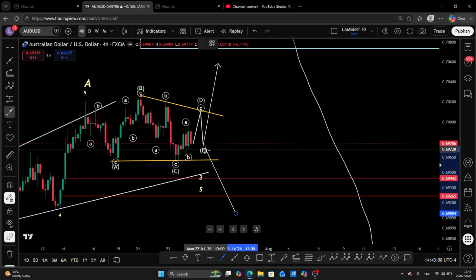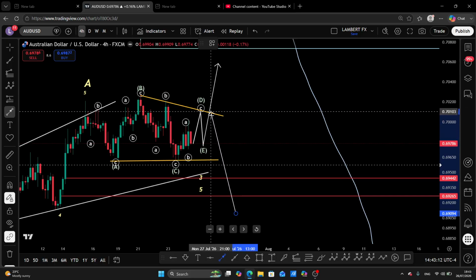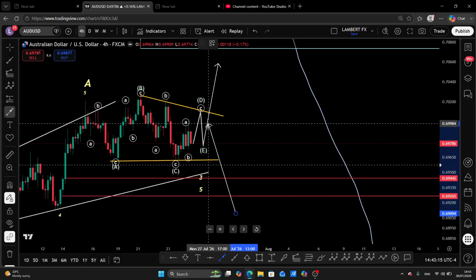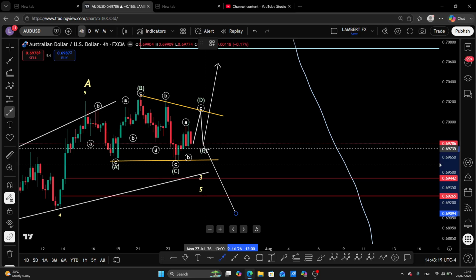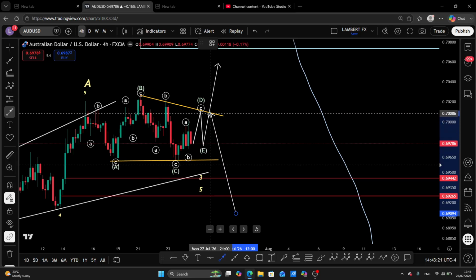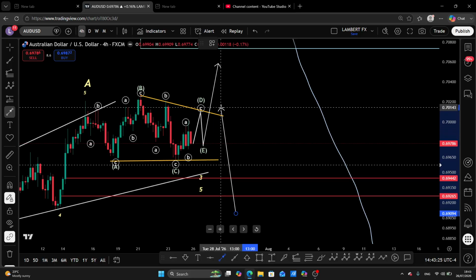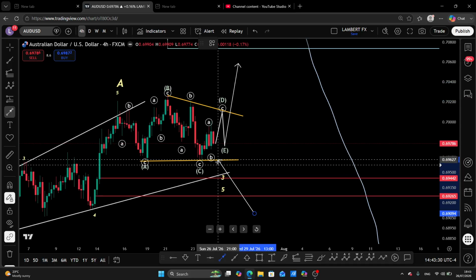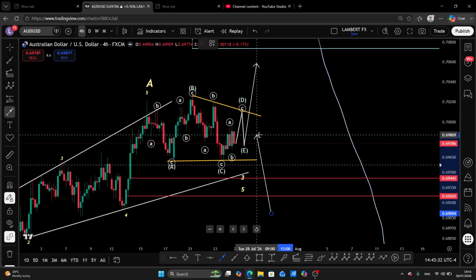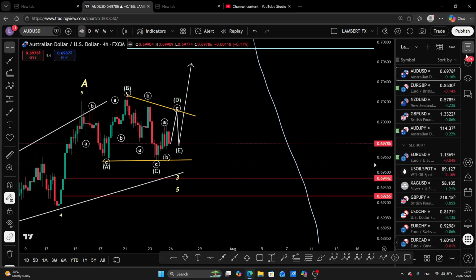So this is what I'm looking for. I'm looking for E to complete and then a push up. How I trade this is once I see the E complete, then I wait for a push up and then a retracement, and this is where I buy for the final leg up. So this is what we're looking for on Aussie USD: triangle to complete and then long for the B leg.